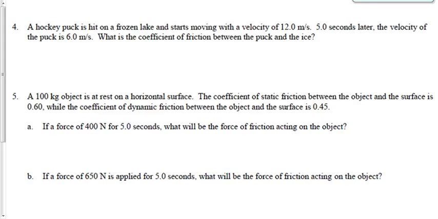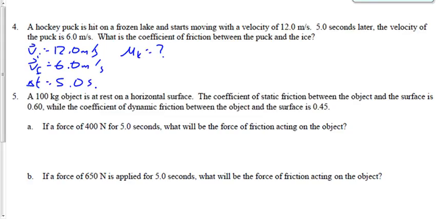All right, we know what Vi is here. It's 12 meters per second. We know what Vf is. It's 6 meters per second. And we know that my time interval here is 5.0 seconds. We want to find this coefficient of kinetic friction. So let's write down my kinetic friction equation here. Let's say Fkf is equal to mu times the normal force. And we're solving for mu.